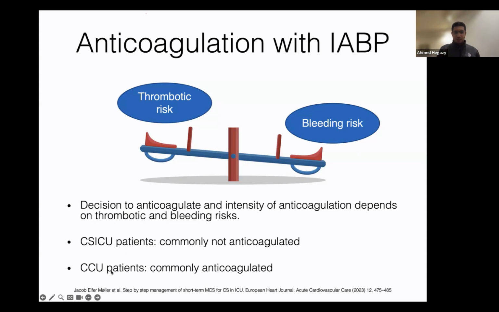However, if you work in the CCU, most of these patients are anticoagulated, and they have other indications also to be anticoagulated in the CCU. If they presented with an acute MI or they've got stents put in, then they will have other indications for it as well. So it depends on which location you work in hospital.